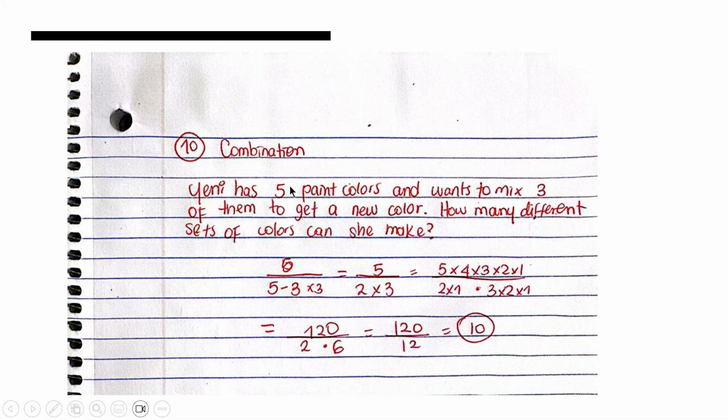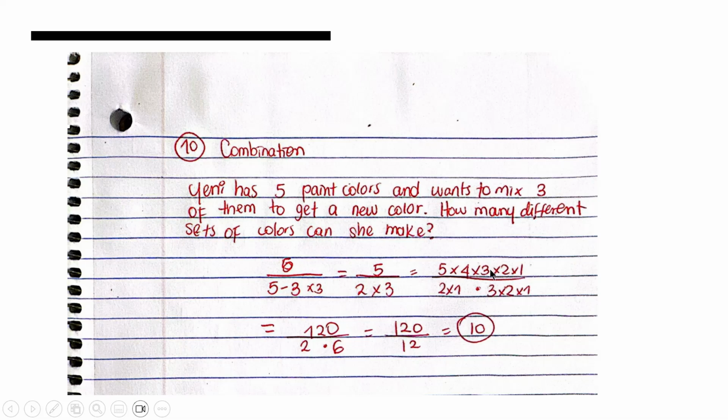And the last exercise in here is the combination. For example, Jenny has 5 paint colors and wants to mix 3 of them to get a new color. So how many different sets of color can she make? What I did here was to identify the 5 paint colors over 5 minus 3, because this is what I need, right? This is what I'm going to mix, 3 of the paint colors, times 3. So I have 5, then 5 minus 3 will be 2, and 3 stays the same.